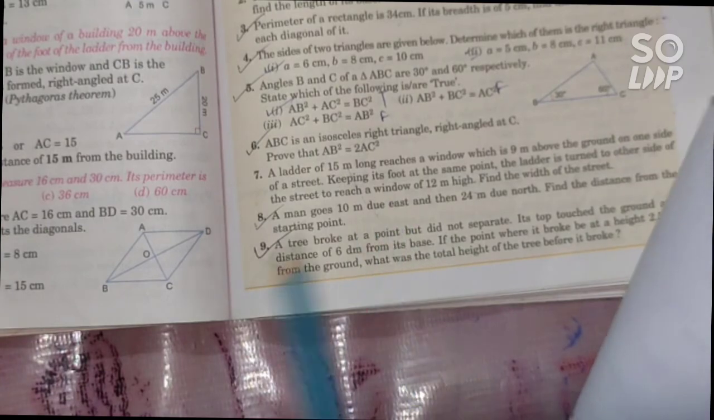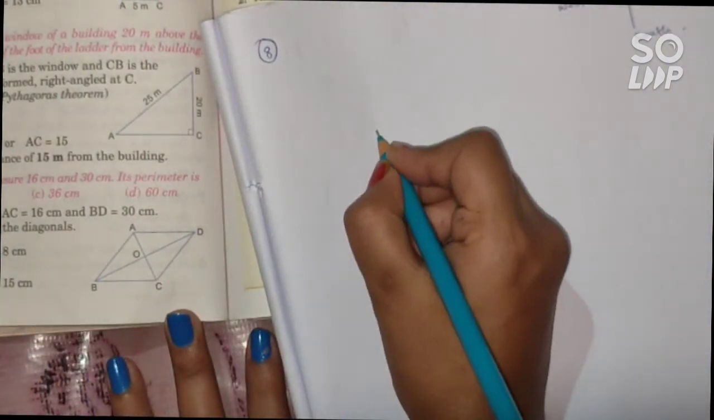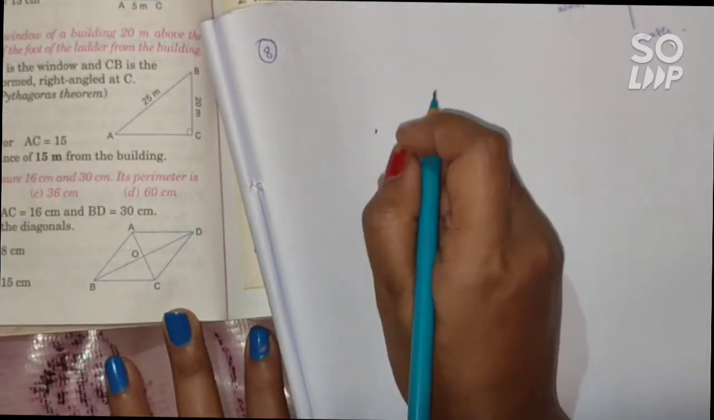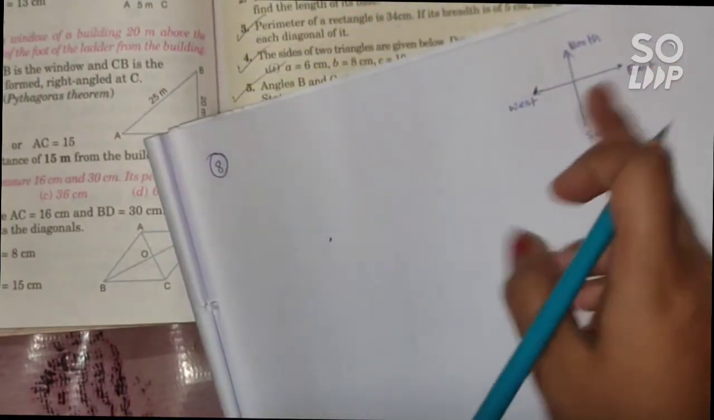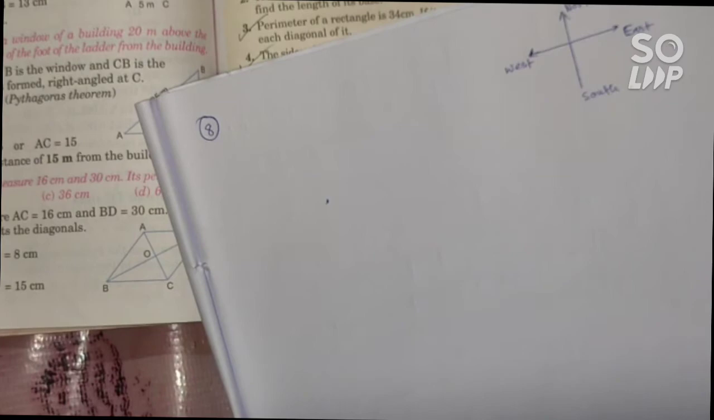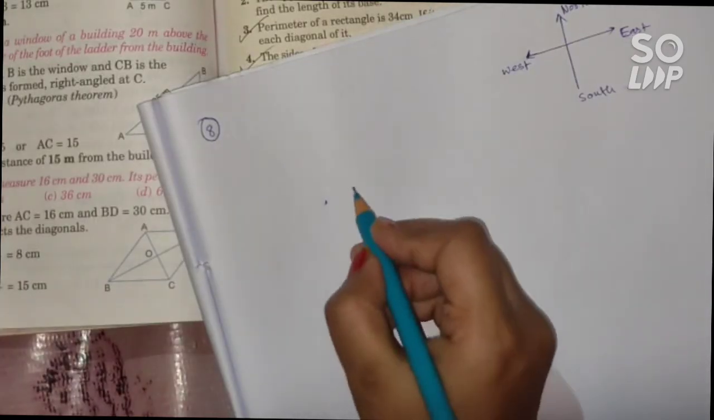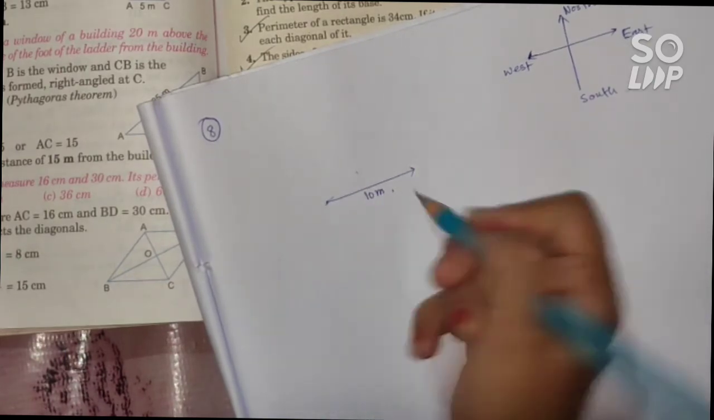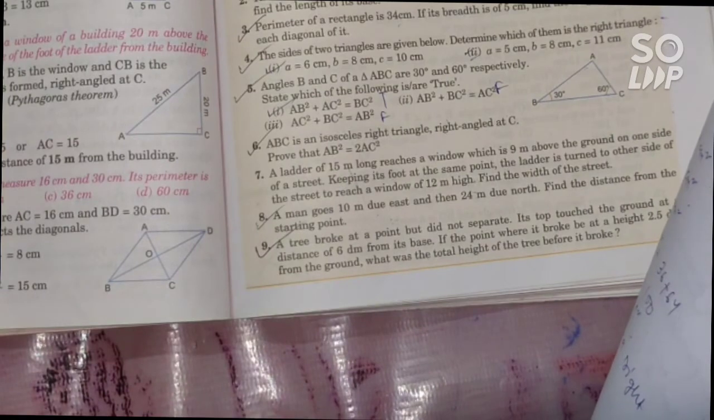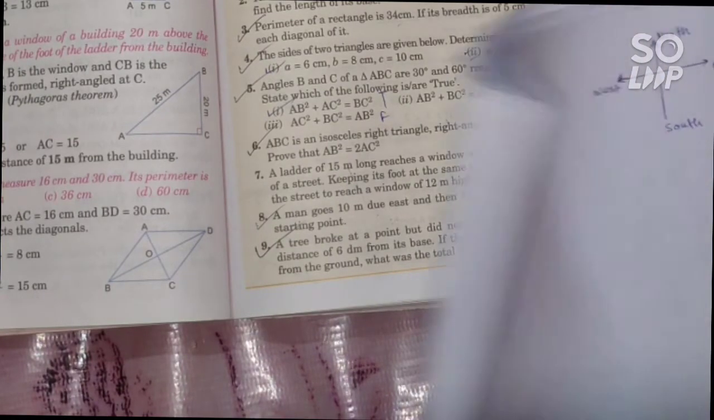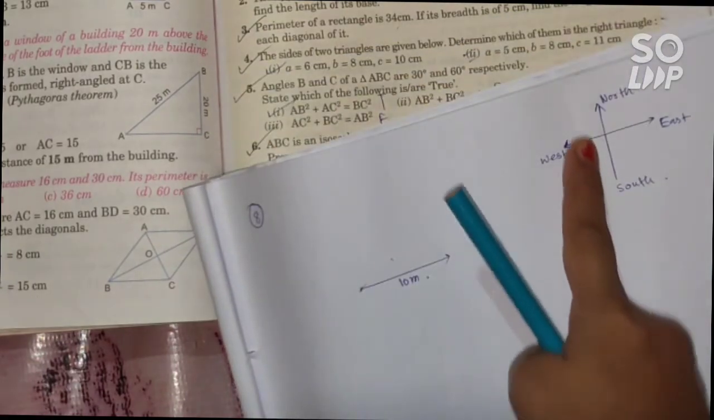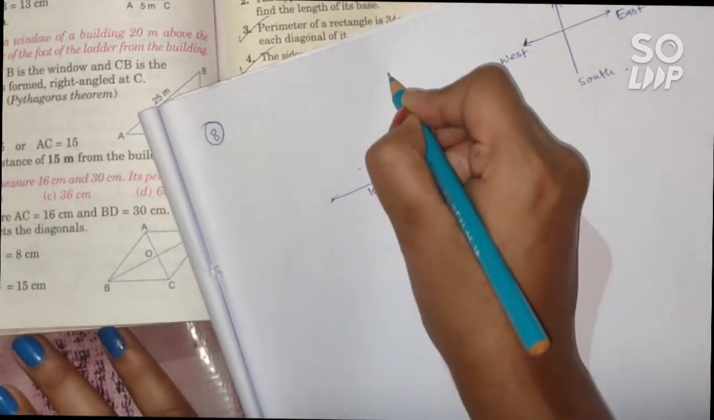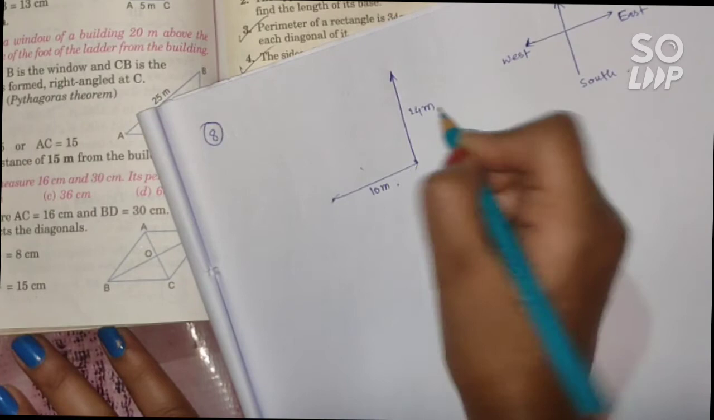A man goes 10 meter due east. First of all, this is the origin, and from this point a man goes 10 meter due east. So what is the east? This is the east. So first of all, a man goes 10 meter east. This is 10 meter. Okay. Next, then 24 meter due north. So north means the upper side. So then a man goes 24 meter north. Okay, so this is 24 meter.